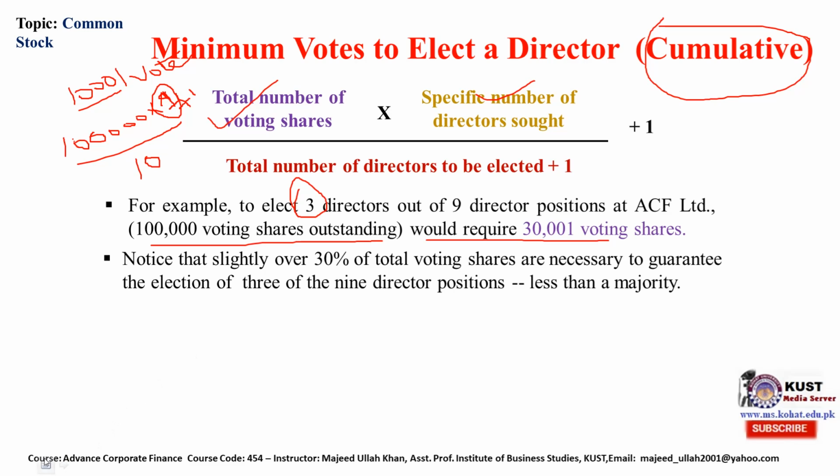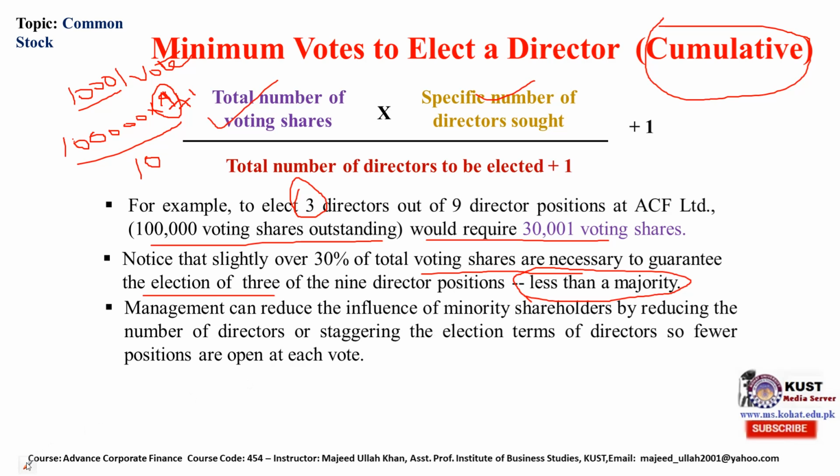Notice that it is important to note that over 30% of the total voting shares are necessary to guarantee the election of 3 out of 9 director positions, less than a majority. So you can elect 3 positions in a 9-position board if you have 30,001 votes under cumulative voting rules.